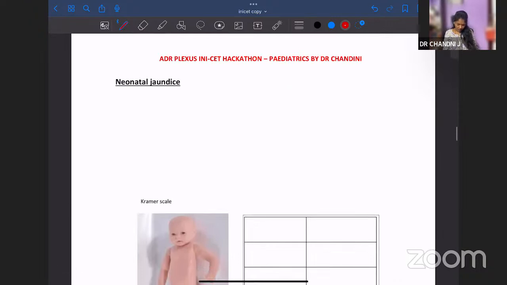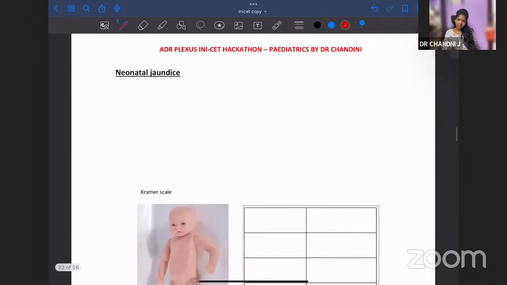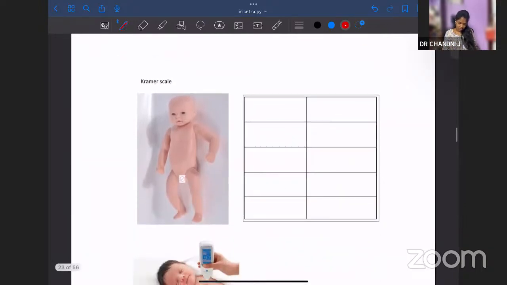Fine. Now coming to neonatal jaundice. So what is neonatal jaundice? There is an increase in bilirubin due to immaturity of the baby's liver. So how do you assess? There's something called the Kramer scale. The Kramer scale is the dermal zones of jaundice. You will blanch the skin and look for icterus.